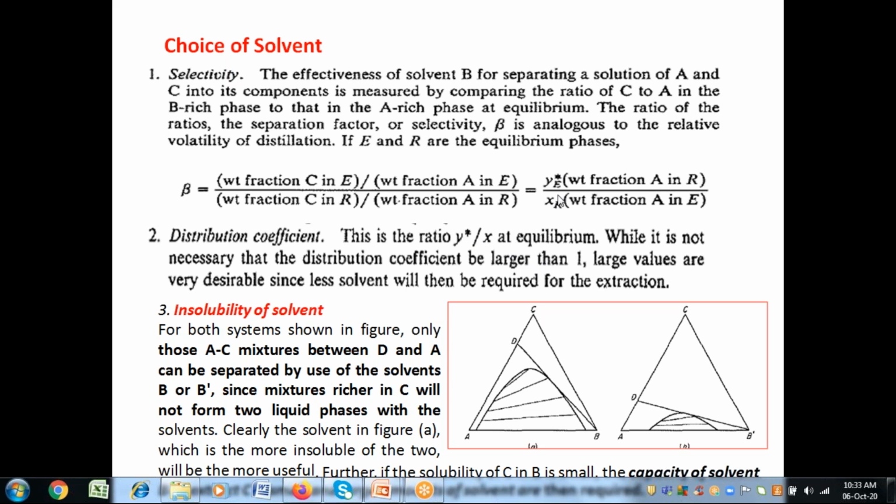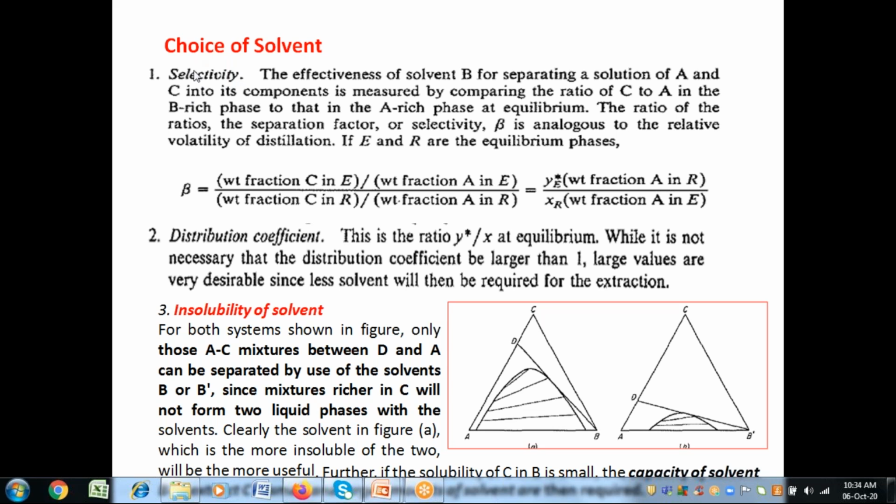Even if it is 1, but if this difference is there, then the beta value may be greater than 1, then the separation is possible. So even if the distribution coefficient is 1, you may get a certain separation. However, the larger values are very desirable since the solvent consumption will be very less for the extraction. So if you have large distribution coefficient values, then the solvent requirement for the separation will be less. So this is regarding the distribution coefficient.